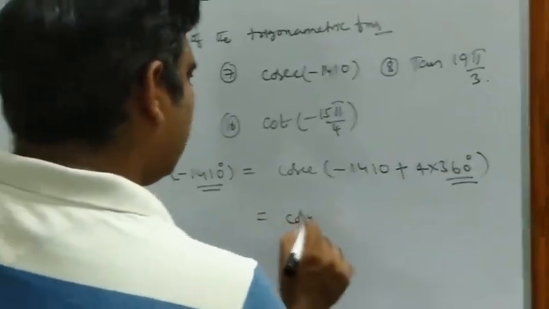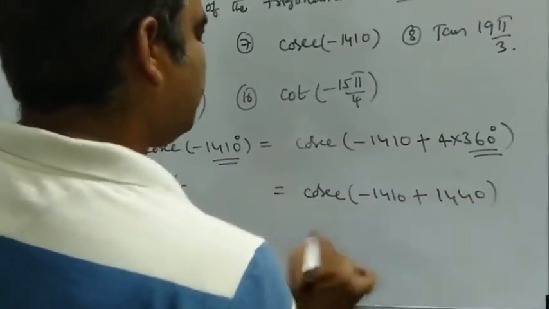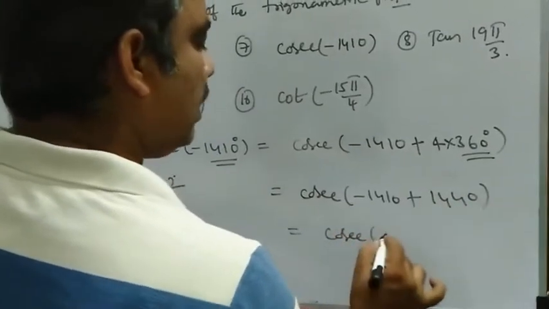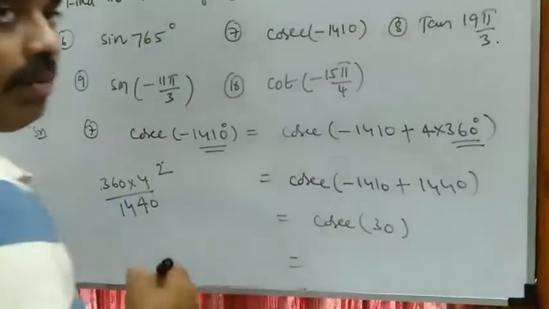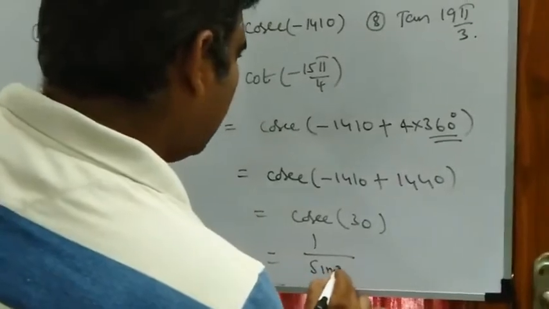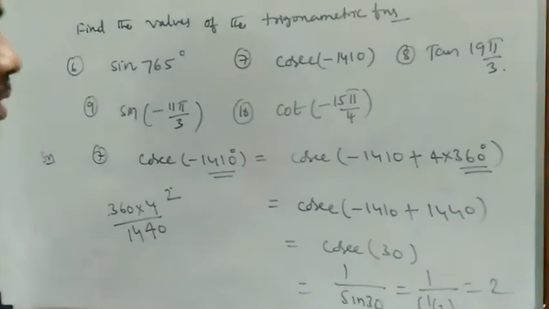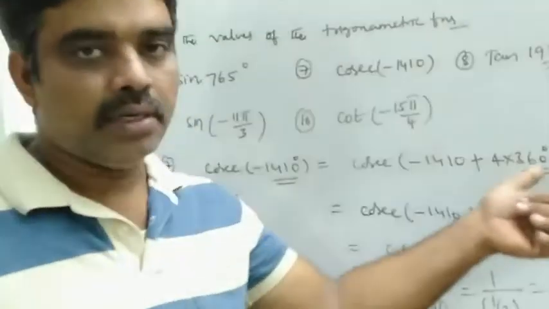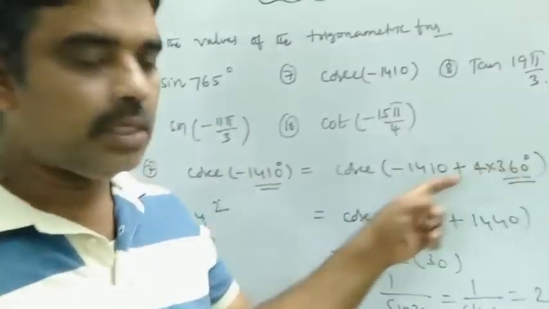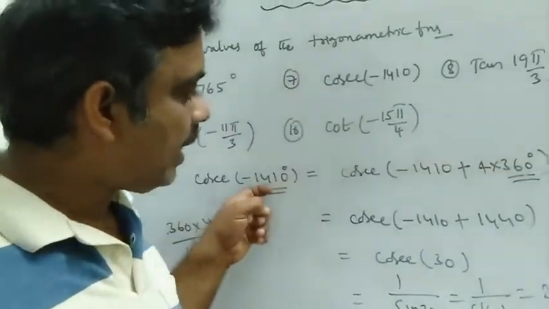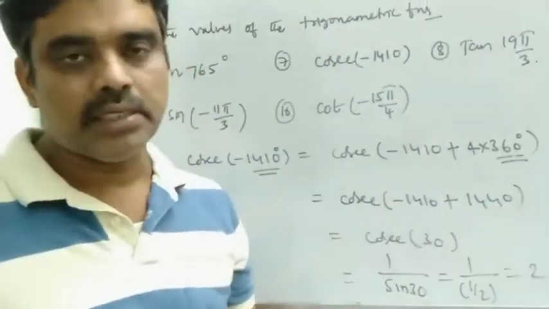So that is equal to cosecant of minus 1410 plus 1440, which is cosecant of 30 degrees. 1440 minus 1410 is 30. Cosecant 30 means 1 by sin 30. Am I right? 1 by sin 30 is 1 by 1 by 2, so the value is equal to 2. So after a 2 pi period, we get the same function. Here 2 pi is repeated 4 times for minus 1410, and the value remains the same. That value is cosecant 30, which is 1 by sin 30, 1 by 1 by 2, equal to 2.